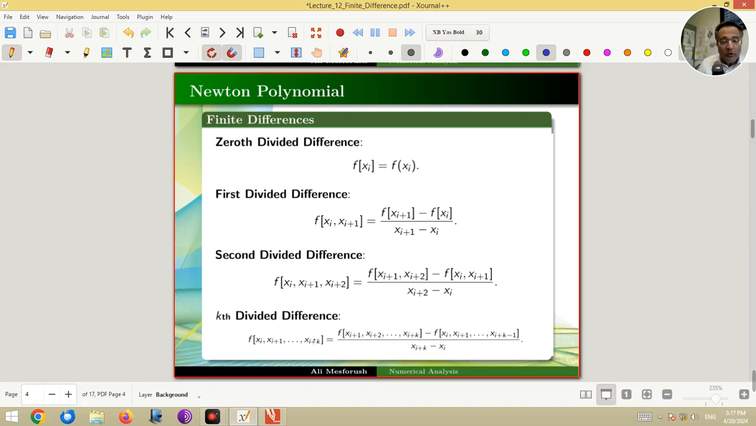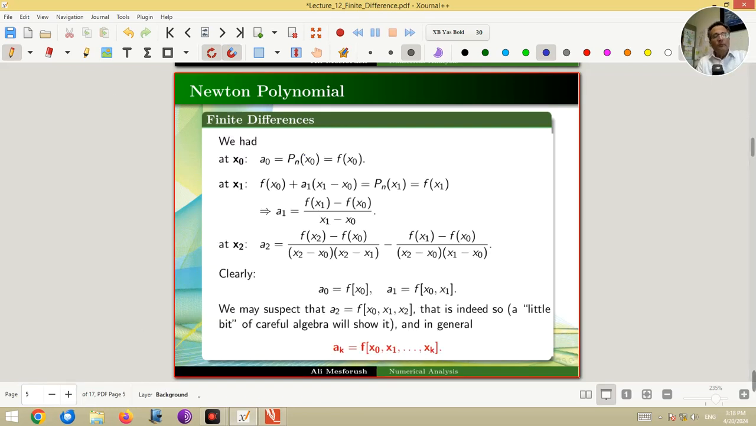In exactly the same way, you can define the kth divided difference. How? I say again, put your hand on the first term. What do we see? f of x_{i+1} to x_{i+k}. Write it. And then put your hand on the last term. What do you see? f of x_i to x_{i+k-1}, and x_{i+k} minus x_i. This is the kth divided difference.